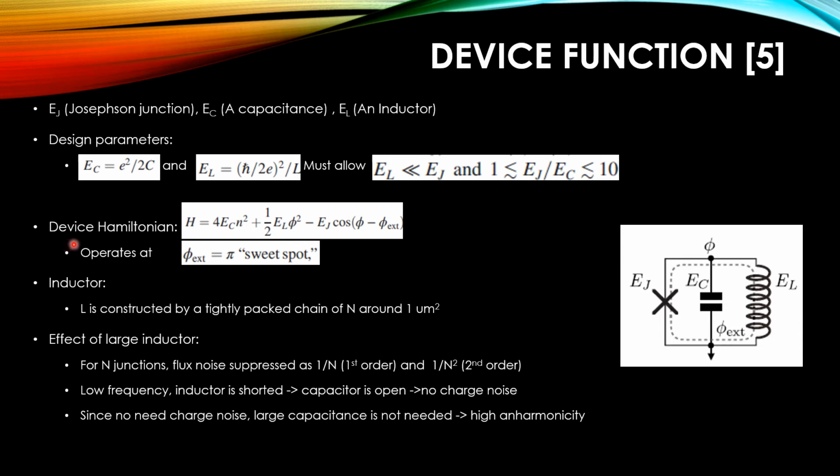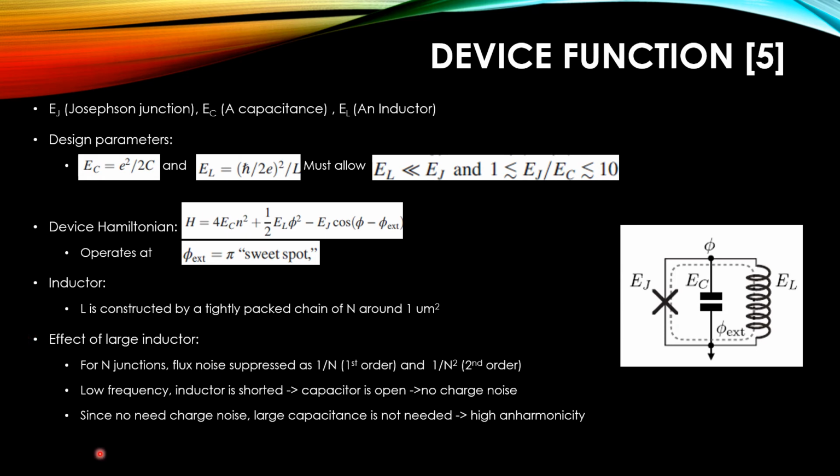Here is the device Hamiltonian H. We can see that here is the phi exit. Phi exit is quite important. We want phi exit to be pi. That's the sweet spot described by the author, by the paper. And the inductor is actually constructed by a tightly packed chain of many inductors. The number is n. So it's not a single inductor, it's a chain of inductors.